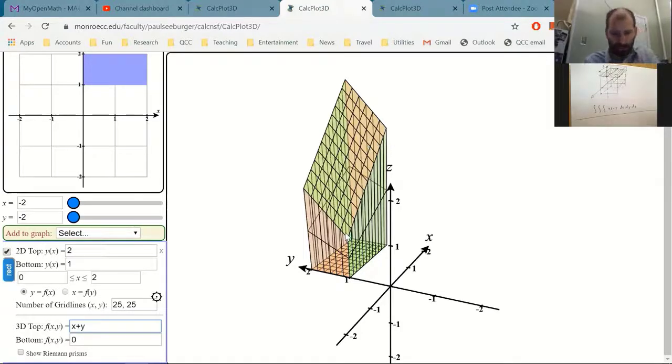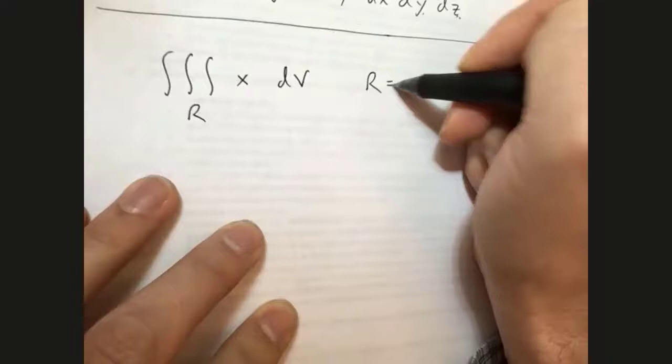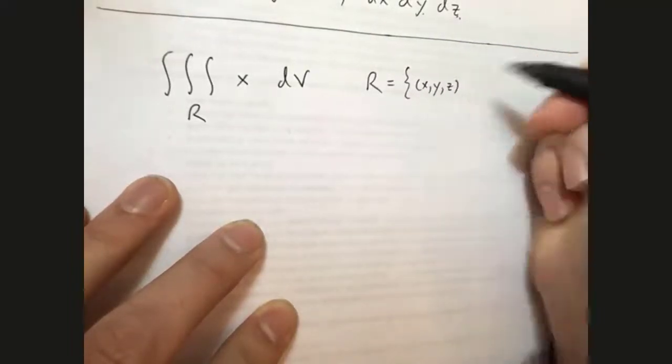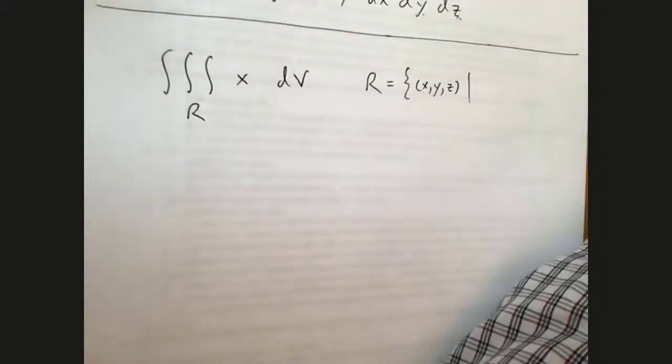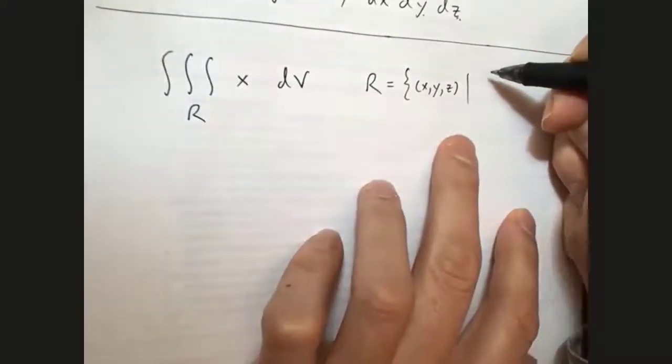Okay? So for this particular problem, we're going to do this triple integral over a region. The function I'm going to do is just x. All right? So R is given by the set of points x, y, z, such that, let's see, y was between 1 and 2. X was between 0 and 2. Let's start with x.